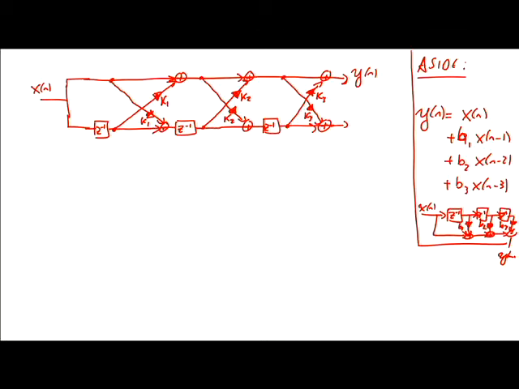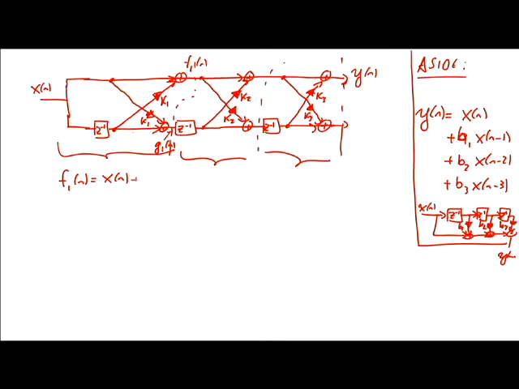So what the lattice does is a little bit different. Let's say we take the first section here, and then we'll look at the last one. So what do we have? What's the top branch equal to? Suppose we call it F1 of n, and let's say this bottom guy at this point here is G1 of n. What's F1 of n equal to? He's going to be equal to x of n plus k1 x of n minus 1. Is that right?